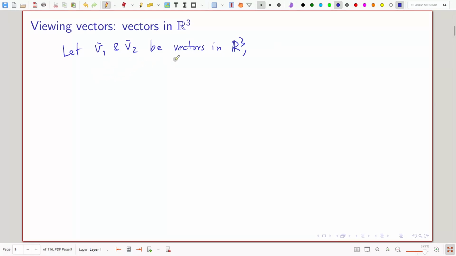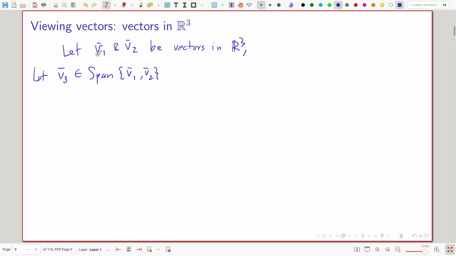And then we have a span, right? So we have the span of v1 and v2. This will form a plane, or maybe it might be a line. Okay, but if we take a vector, let v3 be a vector in this span.